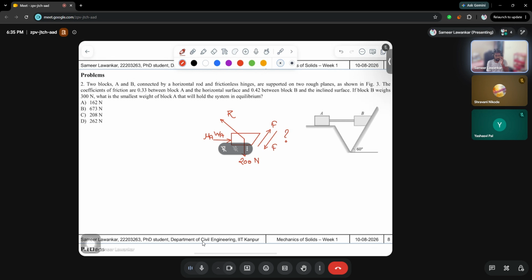So this is the typical FBD of block B. At least from the FBD, can you tell me the direction of the frictional force up here? Will it be up or will it be below? What is the stipulated direction of motion of block B? Is it down? Is it up? If it is down, then will it go up? Or if it is going up, will it go down?